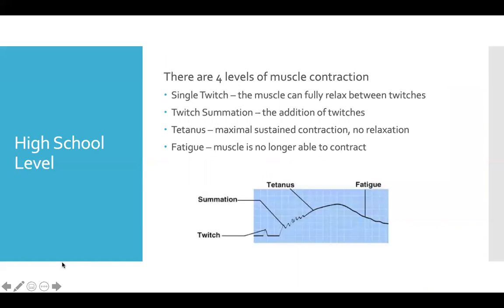There are 4 levels of muscle contraction. Starting with single twitches, the muscle can fully relax between twitches. Twitch summation is the addition of many twitches. Tetanus is the maximal sustained contraction with no relaxation in between. And fatigue is when the muscle can no longer contract because it is too tired to do so.